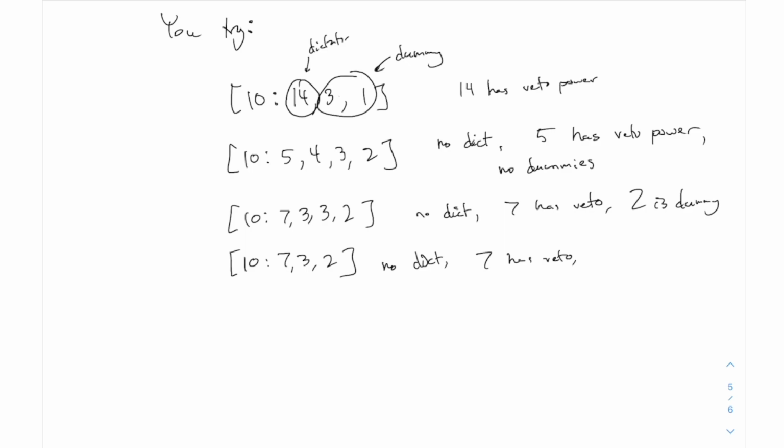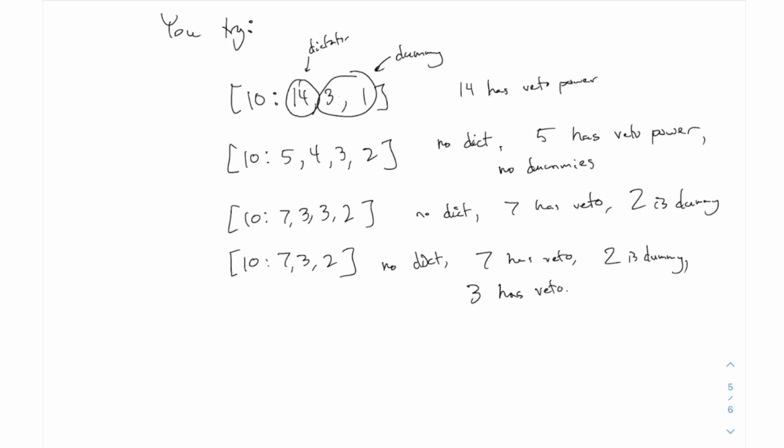Is it still true the 2 is a dummy here? I think it is. The 2 is still a dummy. Anything else to say about that one? I think actually there is something else to say about it. Is there anybody else who's a dummy, or perhaps anybody else who has veto power? Doesn't the 3 have veto power? Yeah, the 3 has veto power in this one also, right? So the 7 has veto power, also the 3. You need the 3 in order to get to the quota.